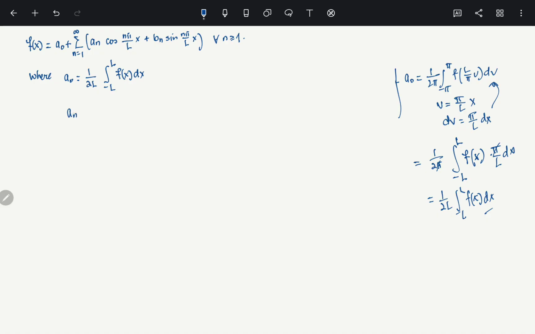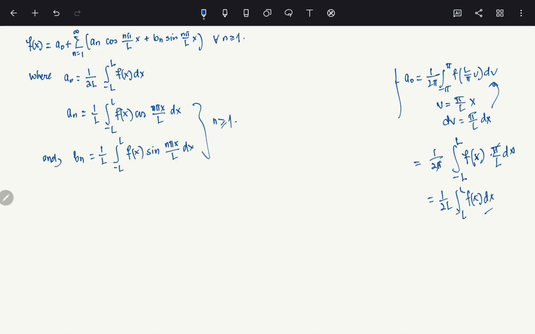So that is for you to do. So please do it yourself. This is 1 by L again, integral from minus L to L of f of x cosine of n pi x by L dx. Okay, and bn will be given by 1 by L, integral from minus L to L of f of x sine of n pi x by L dx. Is it okay? So this holds for all n greater than or equal to 1. Yeah. So I hope you can do it yourself. Please do it yourself. Check this part. Yes. So I hope this is clear now.